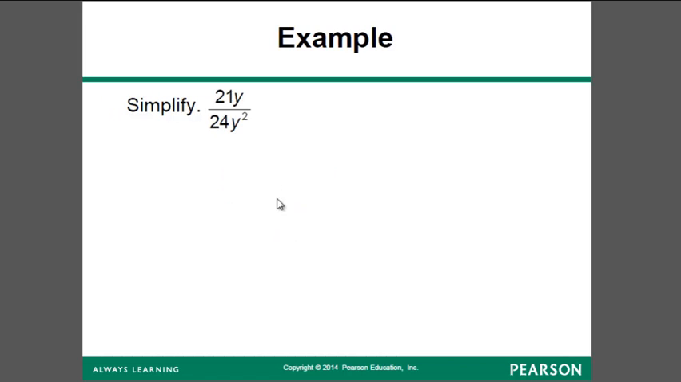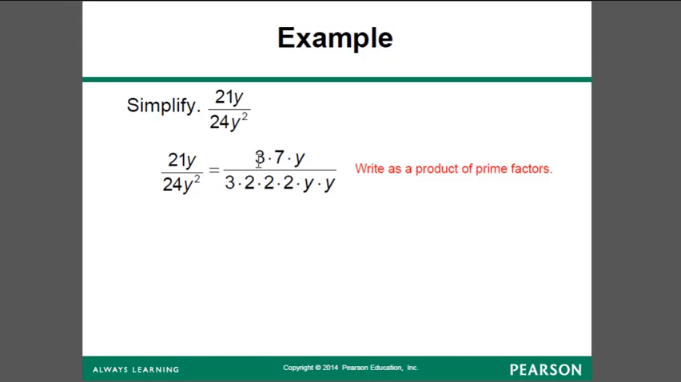One more example. This one has variables. 21y over 24y squared. Let's write it out in its factor form. 21 is the same thing as 3 times 7 times y. 24 is 3 times 2 times 2 times 2 times y times y. Now notice, I have a 3 in common, and I also have a y in common. So I can cross those out, and those each become a 1.